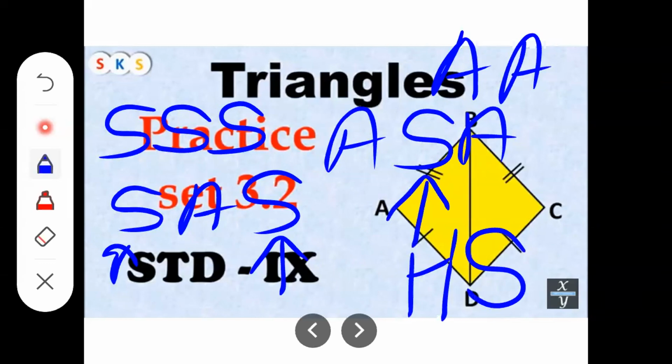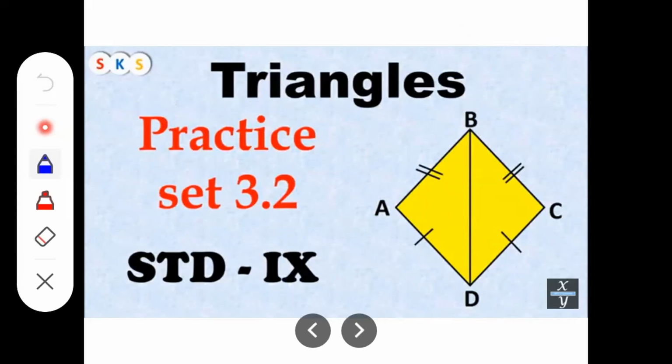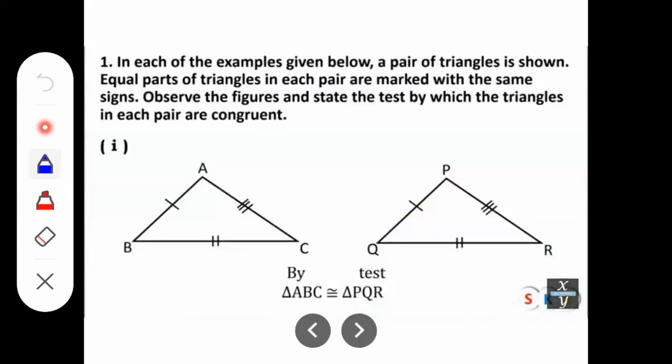Using all of those, we have to solve practice set 3.2. So let's begin with the practice set. Here you can see example number 1. We have to identify the test of congruency for the two given triangles, which will be the test here. For all examples from this practice set, you just have to identify and write the corresponding sides and corresponding angles of the given triangles in the figure. That much is the practice set only.